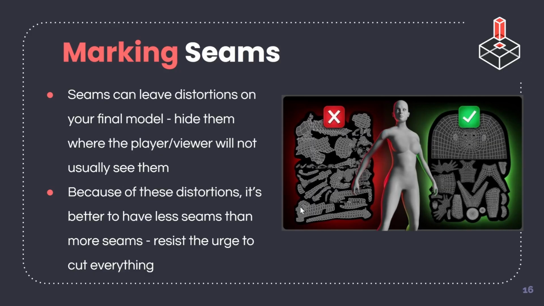Because of these distortions, it's better to have less seams than more seams. Resist the urge to cut everything. In this example, you have a really well cut up model. You can see that on the right side, you have each section divided into what it is, and you can actually tell what each piece is just based on the shape of the UV map. The one on the left is going to be kind of a nightmare to texture paint because you're going to have a ton of seams in the end, and also it's going to be really hard to keep track of what is what.